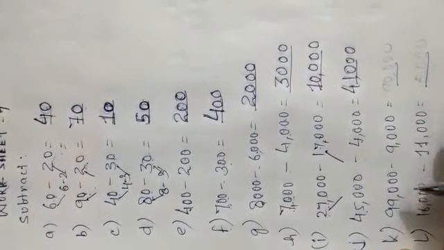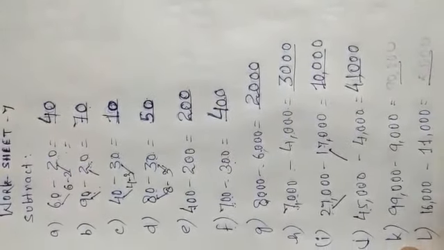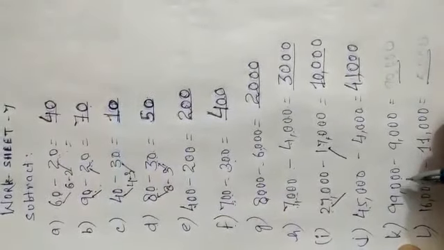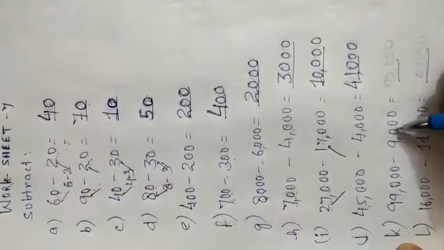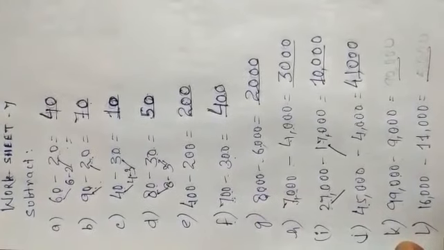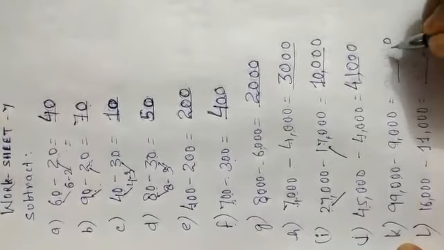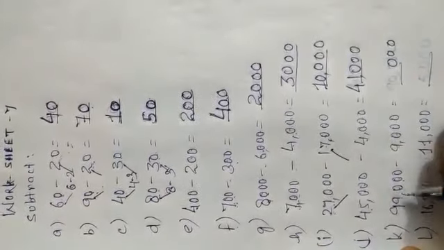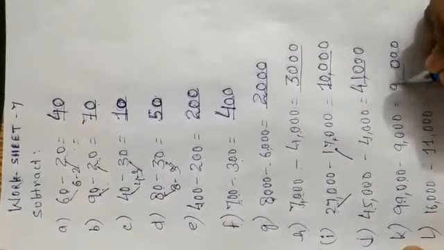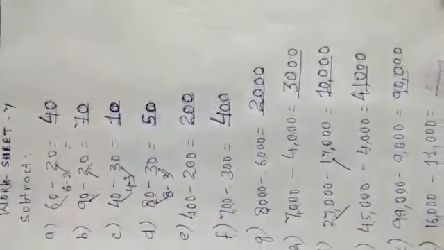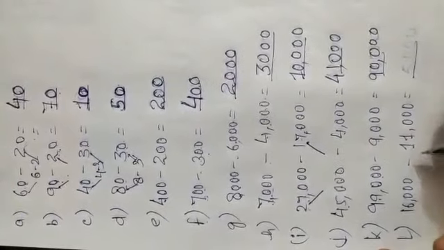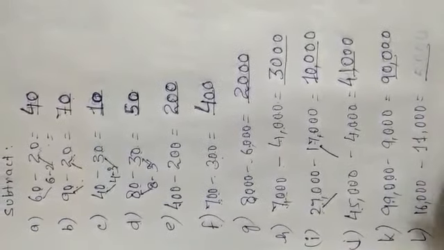Now K, 99,000 minus 9,000 equal to what? 99,000 and 9,000 are in the same place, that is thousand place. And 99,000 has 3 zeros on the right and 9,000 also has 3 zeros on the right. So the difference will also have 3 zeros on the right. Now subtract 99 minus 9, that is 90. So the difference is 90,000.